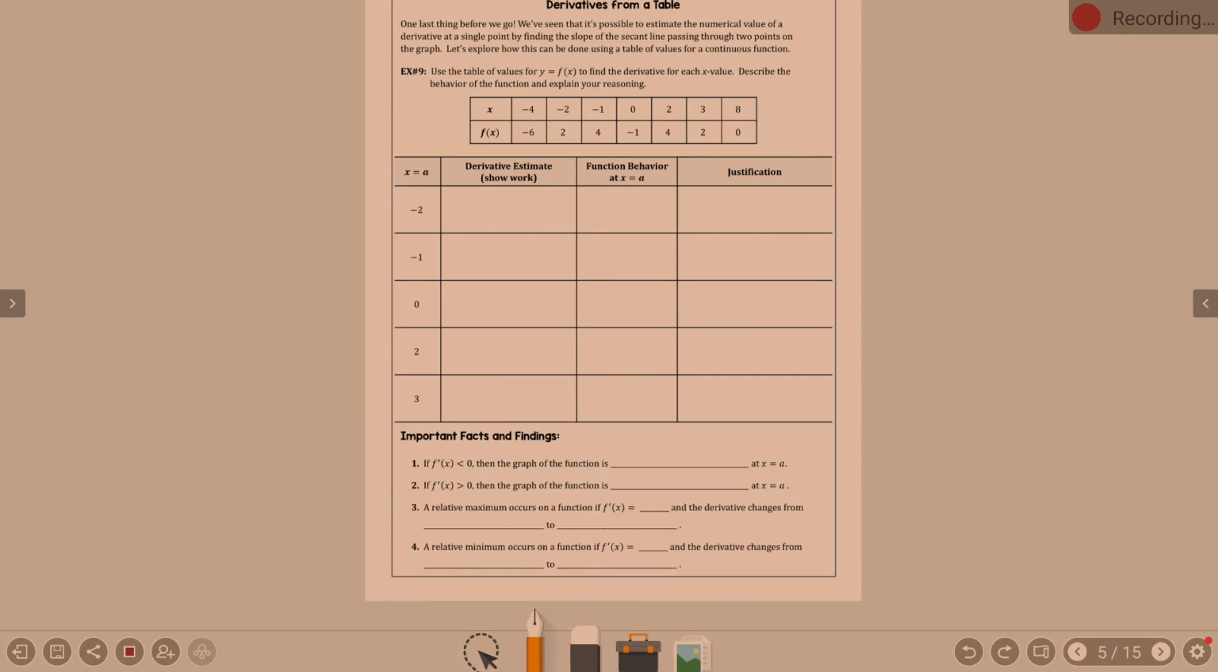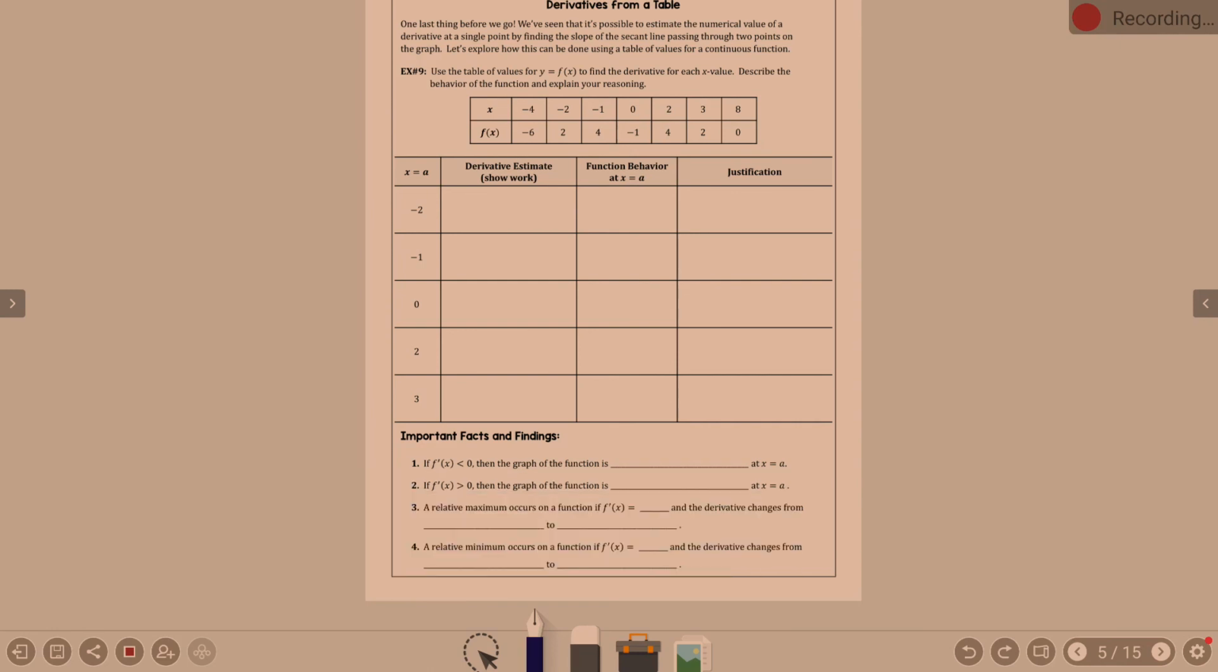Okay, one last thing before we go. We've seen that it's possible to estimate the numerical value of a derivative at a single point by finding the slope of the secant line passing through 2 points on the graph. Let's explore how this can be done using a table of function values for a continuous function. This is what you did the other day in homework. Use the table values to find the derivative for each x value, describe the behavior of the function, and explain your reasoning. Now, then again, AP likes to use tables. Okay? Not unheard of by any means. So, x equals a when x equals -2.